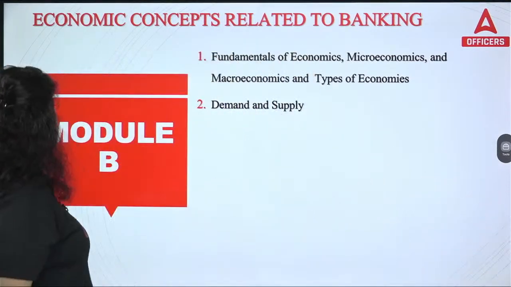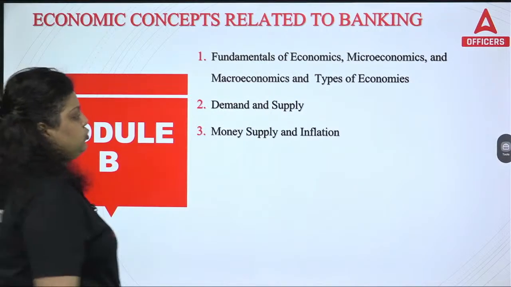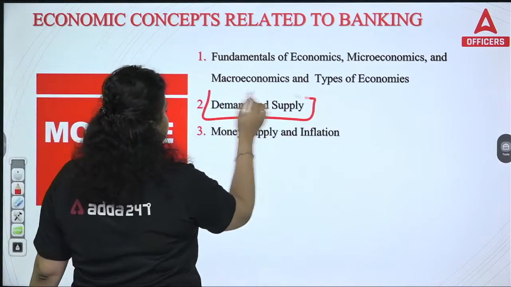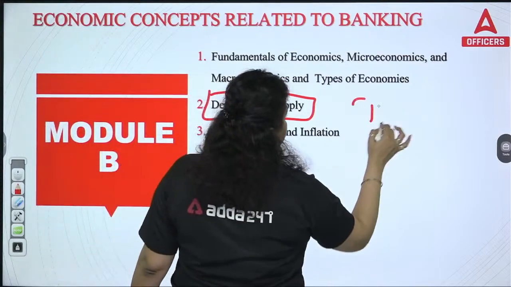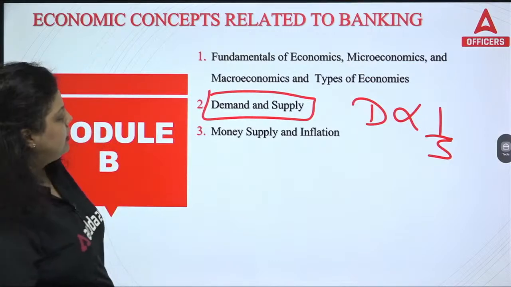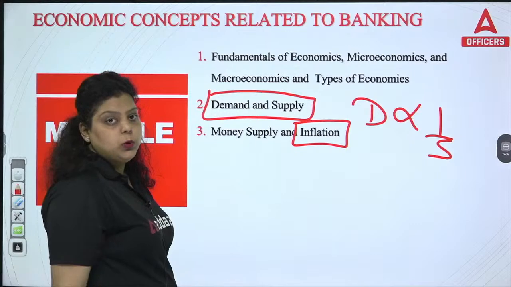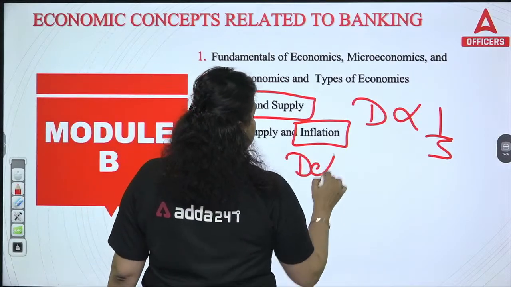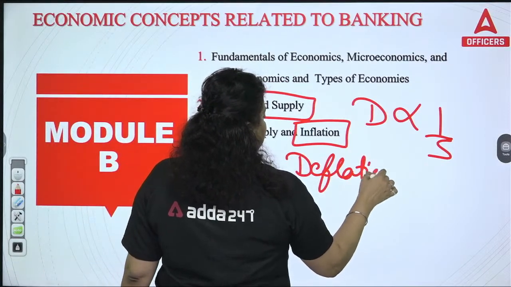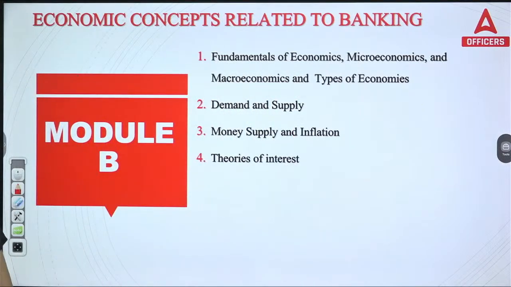So under demand and supply, we have to cover the graphs, then money supply and inflation. When there is a mismatch between these two, as I have told you, demand and supply have an inverse relation. So whenever there is a mismatch in demand and supply, there can be chances of inflation increasing in the country, or chances of deflation in the country. Okay, so that's what we have to study: how money supply impacts the country's economic situation because of the market forces. Then theories of interest.